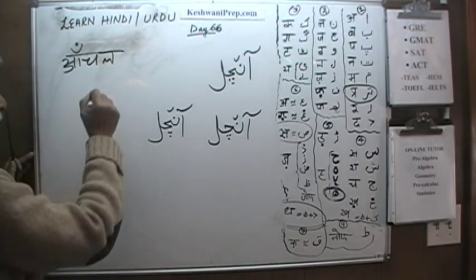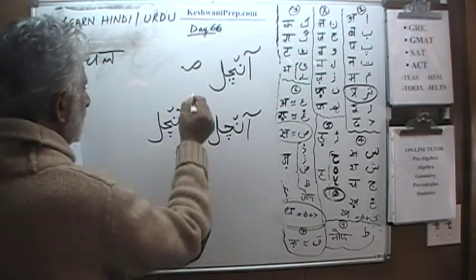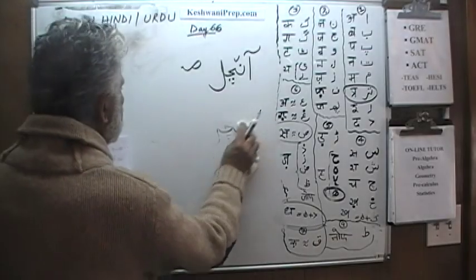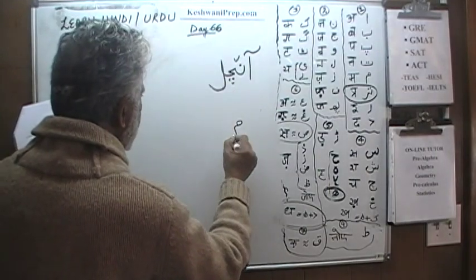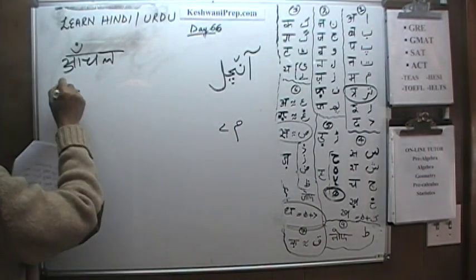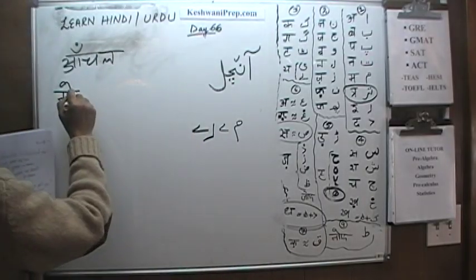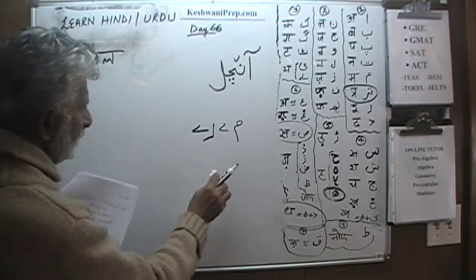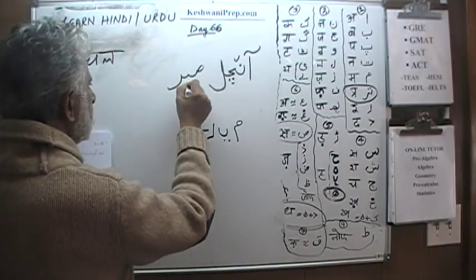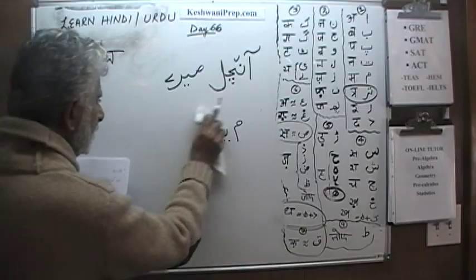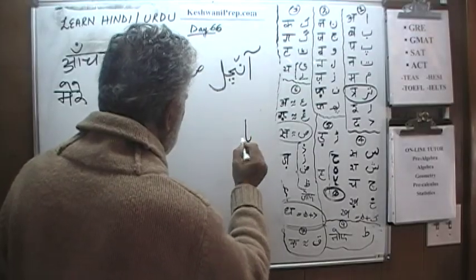Aanchal. Mere. Me. में. ऐसे, one small matra, and then r and again a big matra, मेरे. And the first one, because it appears in the middle, is going to take this shape. मेरे. आंचल मेरे हाथों.